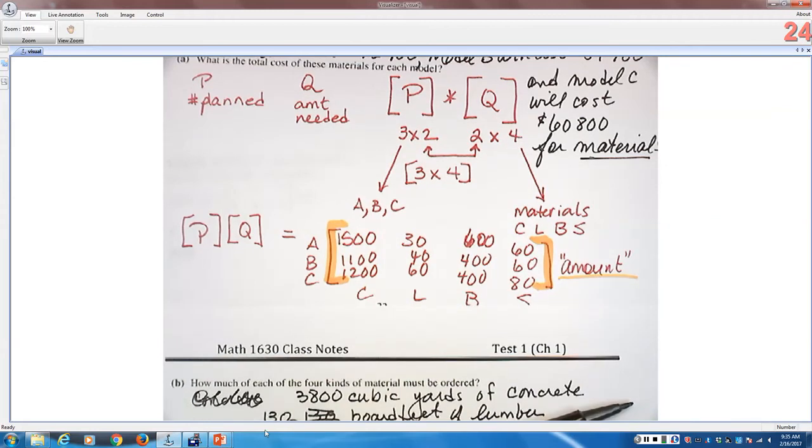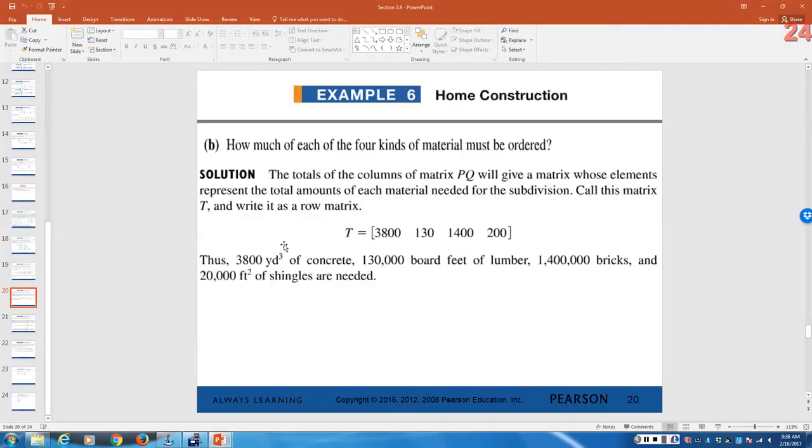And I think I've already got it in the PowerPoint, so I'll just go ahead and switch back to that. So 3,800 cubic yards of concrete, 130,000 board feet of lumber, 1,400,000 bricks, and 20,000 square feet of shingles. Okay? And you would want to answer that way.